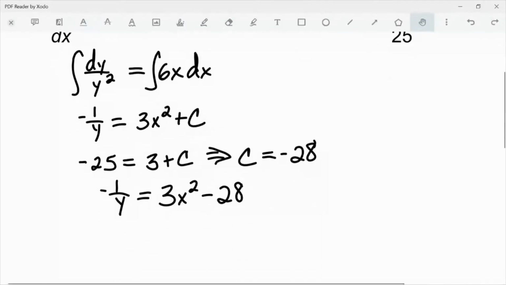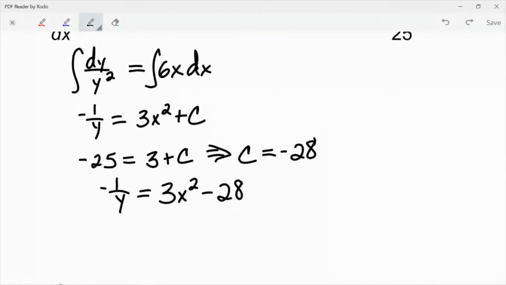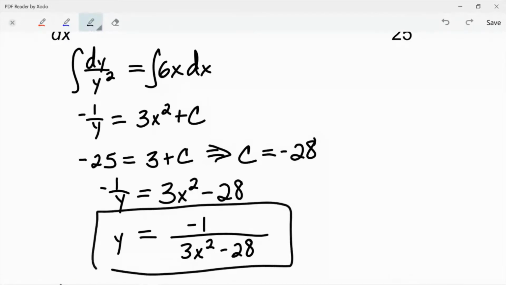And then I just need to solve for y. Now this one's a little bit different, right? Because we've got the y in the denominator. So what I'm going to do is take the reciprocal on both sides. And on the left side, I'm going to get y. I'll explain what I did with the negative here in a second. And on the right side, I'd have 1 over all of this, 3x squared minus 28. So I'm essentially taking the reciprocal of both sides of the equation. And then I'm also going to multiply each side by negative 1. And that would be my particular solution to that differential equation.